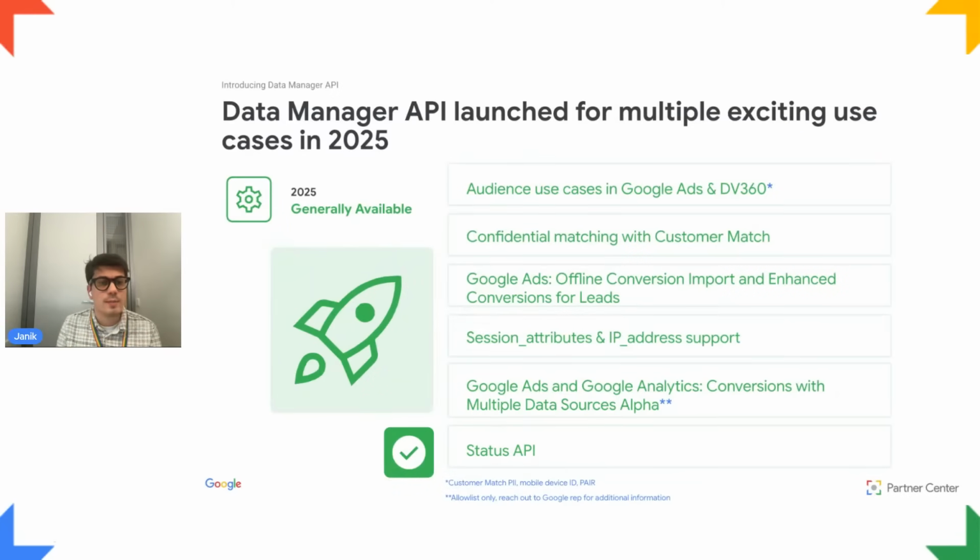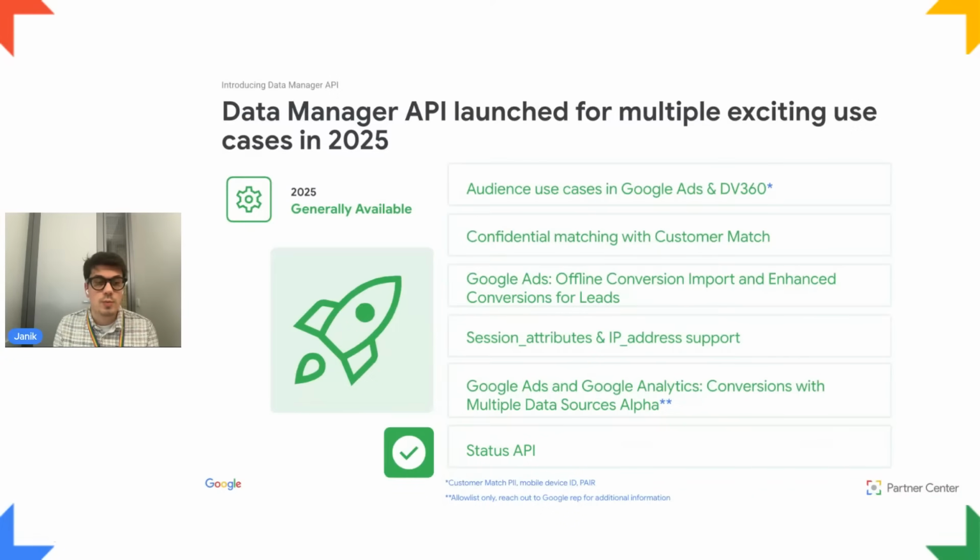In 2025, as I mentioned before, we launched our API, but we didn't launch fully yet. So at the moment, we support audience use cases in Google Ads and DV360. We're also supporting confidential matching for customer match audiences. On top of that, for Google Ads, we also support offline conversion import and enhanced conversions for leads, which I mentioned earlier, conversions. And then you can also send additional details, which are session attributes and IP address support. These are the audience use cases that are supported. So audiences are supported on the Google Ads and the DV360 side. On the Google Ads side on top, we also have the conversion import capabilities.